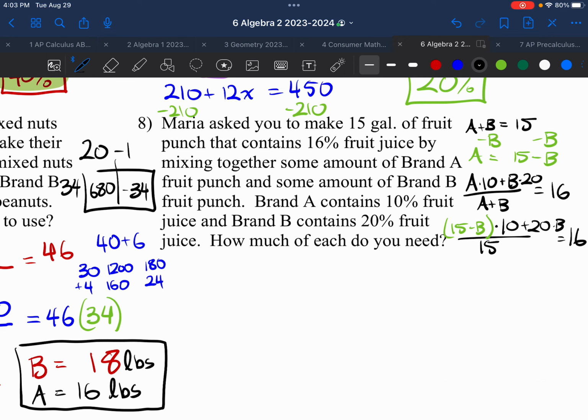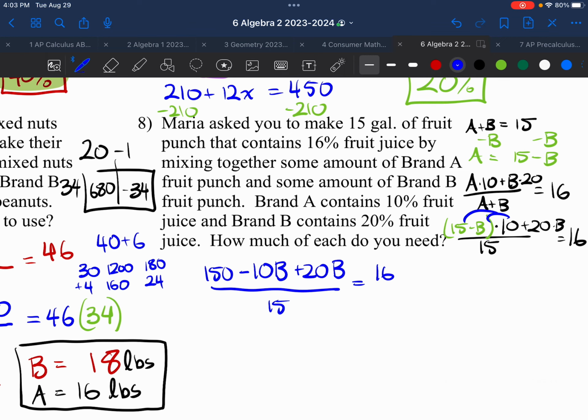All right, I'm ready to do some simplification before I do my cross multiplication. Let's go ahead and distribute. 10 times negative B is negative 10B. 10 times 15 is 150. And 20 times B is 20B. And then this is still all being divided by 15. I have enough room to make that a separate step, and that's still equal to 16.